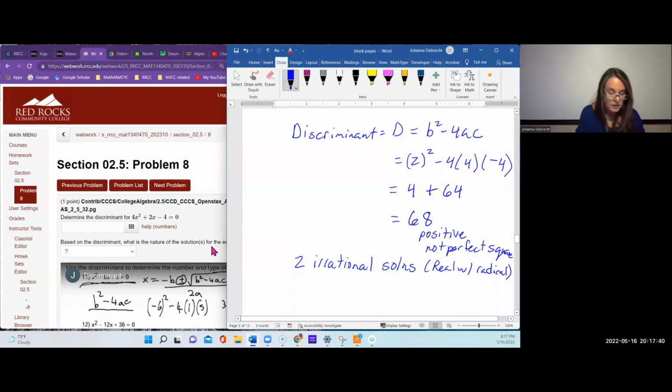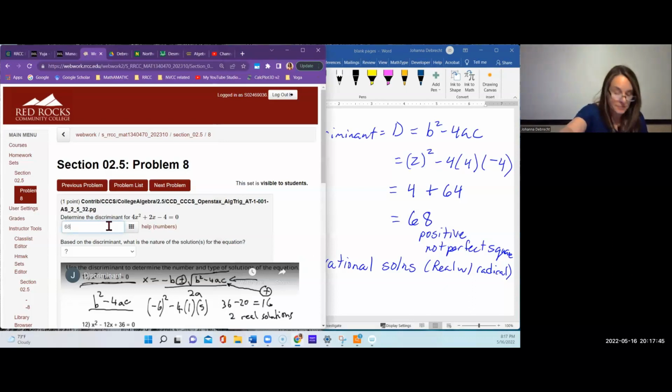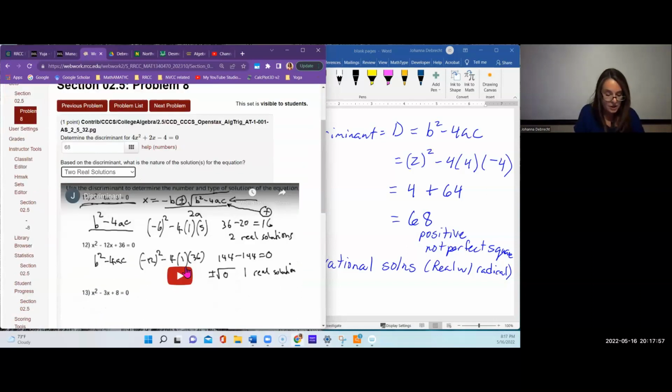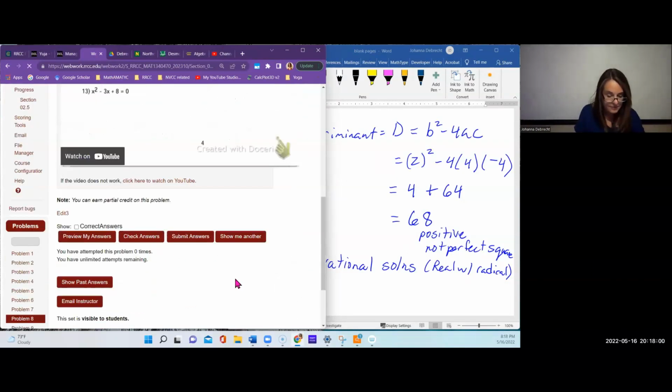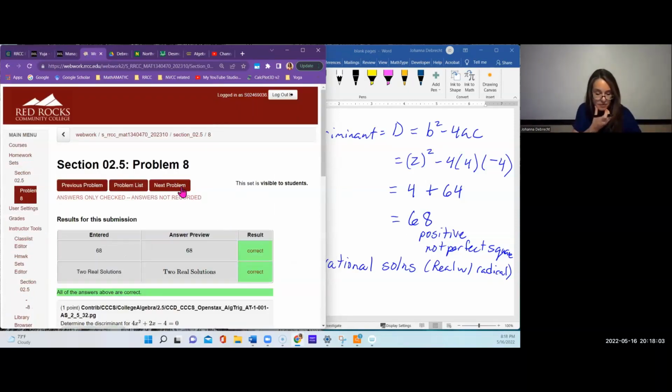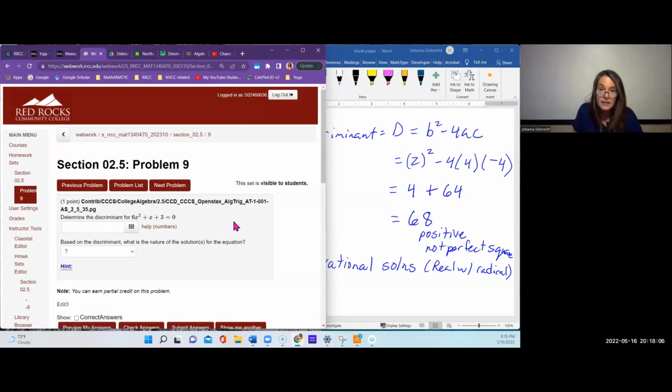Let's see how WebWork is dividing up these possibilities. Our discriminant was 68. And based on the discriminant, I can see that I have 2 real solutions. They're just irrational. Now I can check my answers. Let's skip this problem, which basically does the same thing. Find the discriminant. Based on the discriminant, determine the nature of the solutions: 2 real solutions, 1 real solution, or 2 complex.